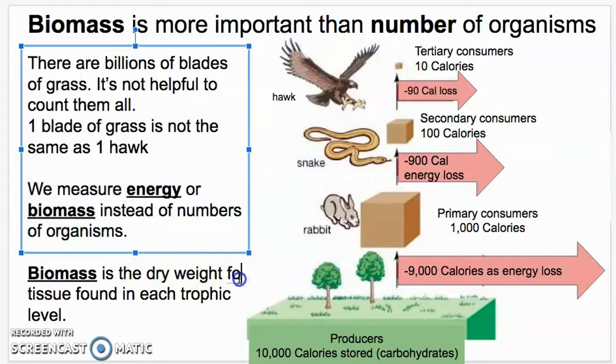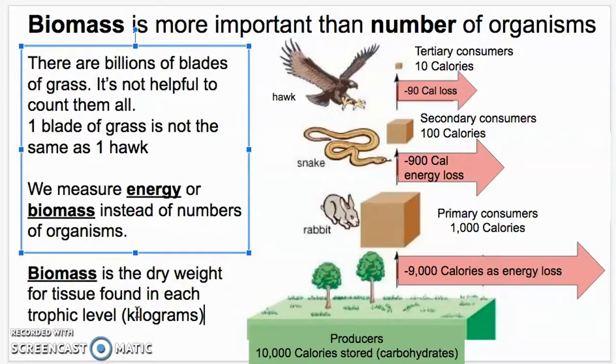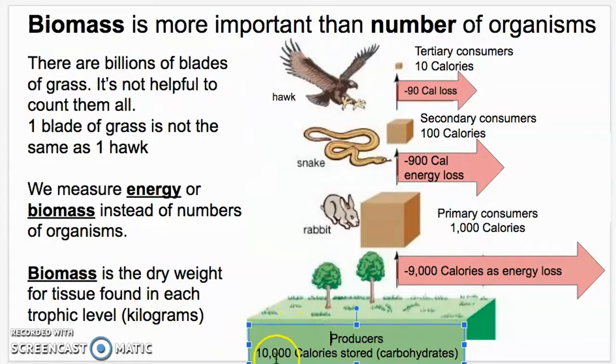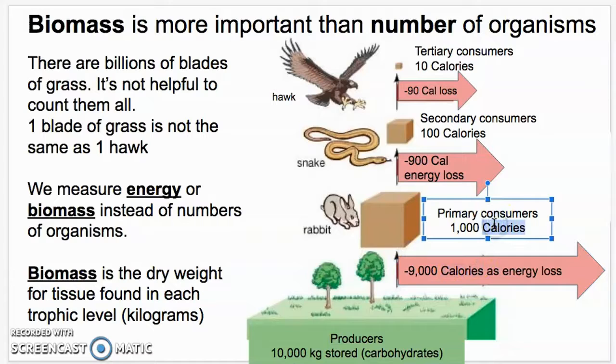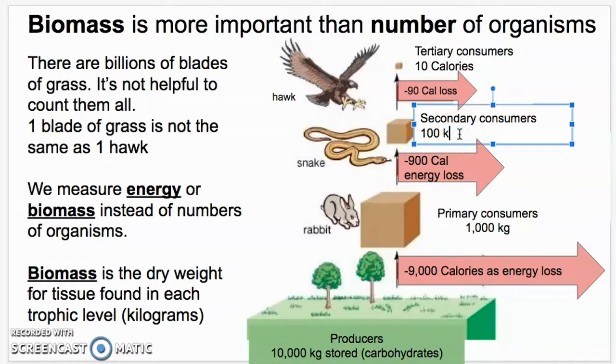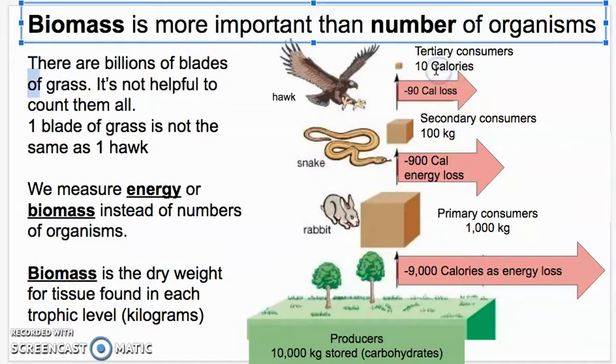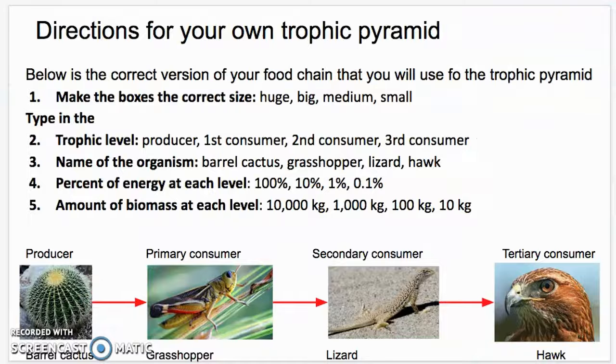And biomass is the dry weight for the tissue found in each trophic level, and this is measured in kilograms or kg. So instead of putting 10,000 calories to store for carbohydrates, we could say 10,000 kilograms of producers. There's 1,000 kilograms of rabbits, 100 kilograms of snakes, and 10 kilograms of hawks. So biomass is another way that we can measure how much of each organism is at each level without having to count the individual organisms. So now you're going to be making your own trophic pyramid.